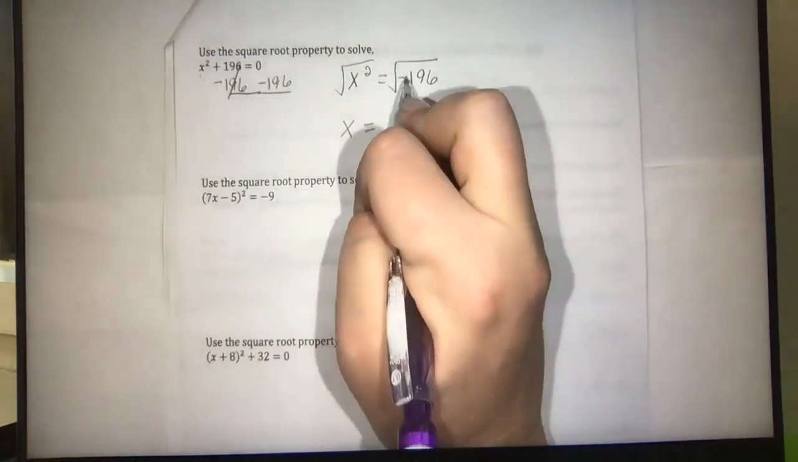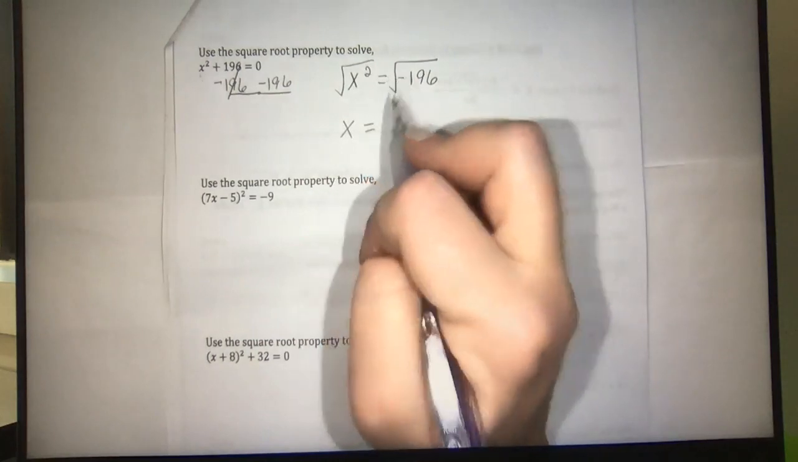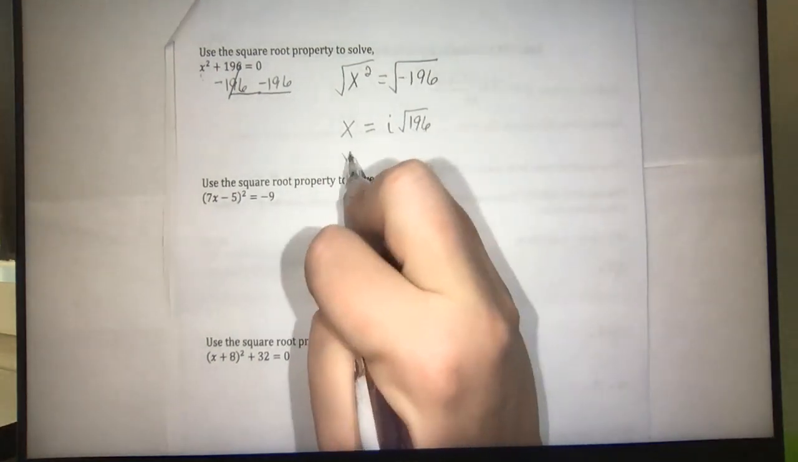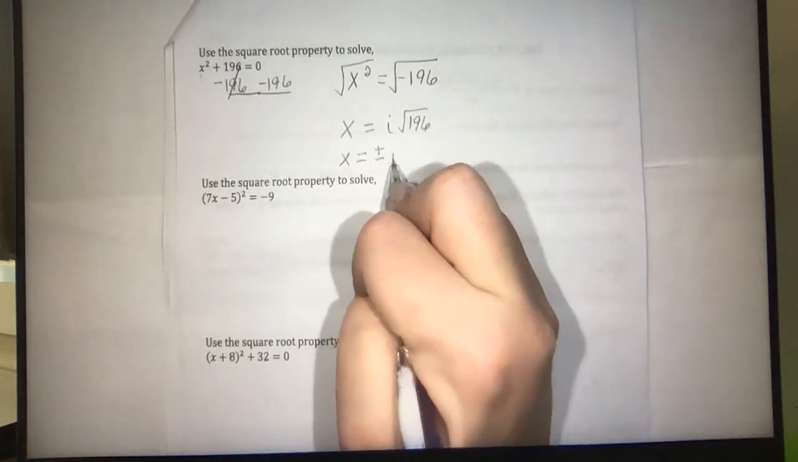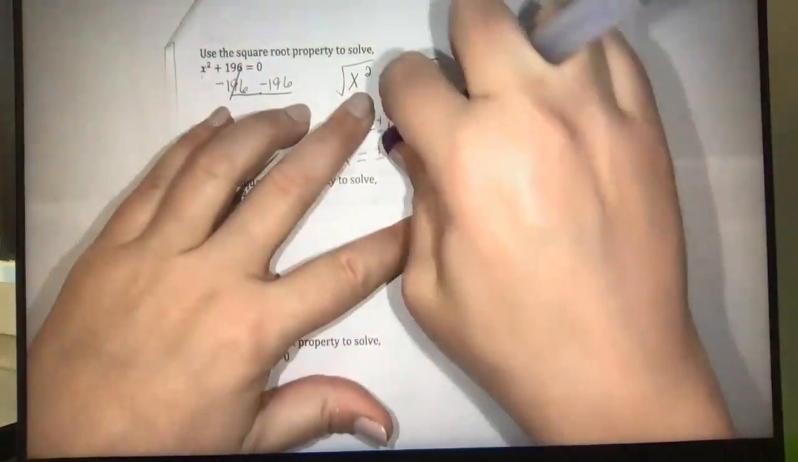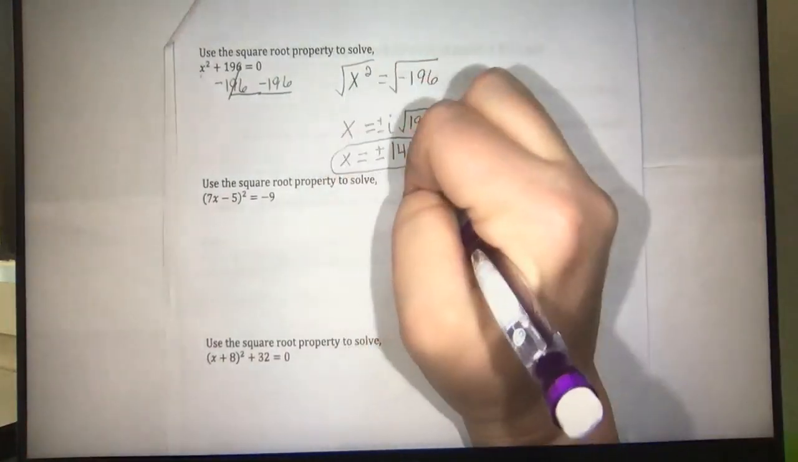So how do I handle the square root of a negative? What comes out? i. Okay, good. If you don't need this middle step, you don't have to do it. I forgot my plus and minus. Good gracious, put your plus and minus in. Square root of 196 is 14. And there's your two answers.